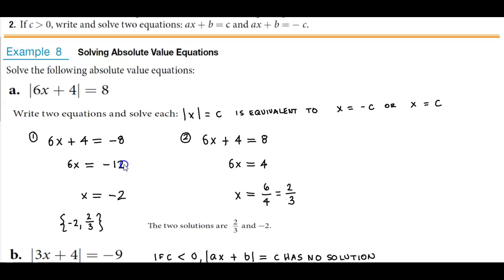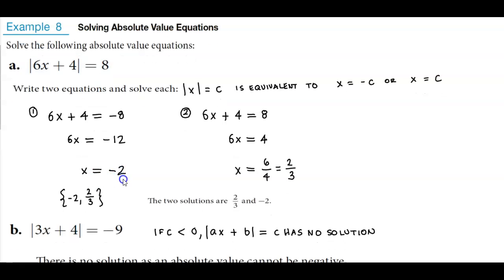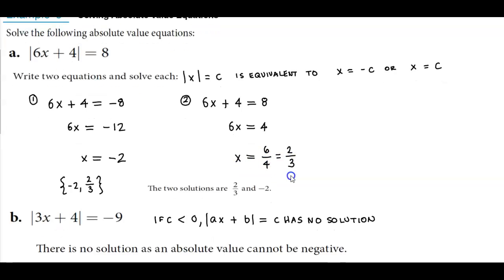Subtracting 4 from both sides, we get 6x, which is equal to negative 12. Divide both sides by 6, x is going to equal negative 2. Over here, we subtract 4 from both sides, so we get 6x is equal to 4. Divide both sides by 6, x is going to equal 4 over 6, which reduces to 2/3. So our answer is negative 2 and 2/3.